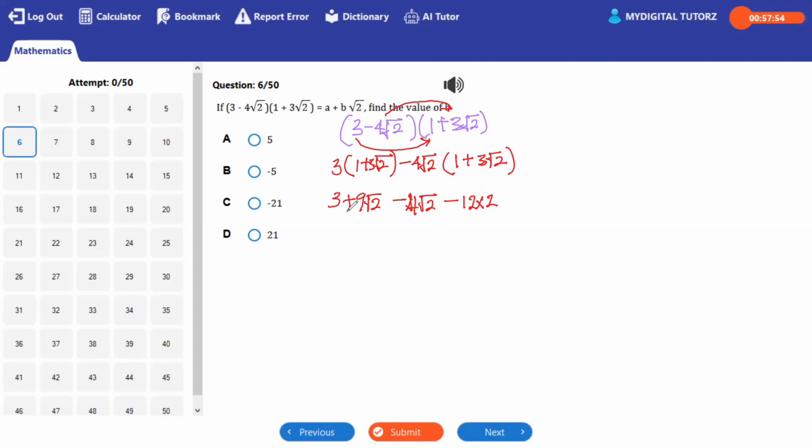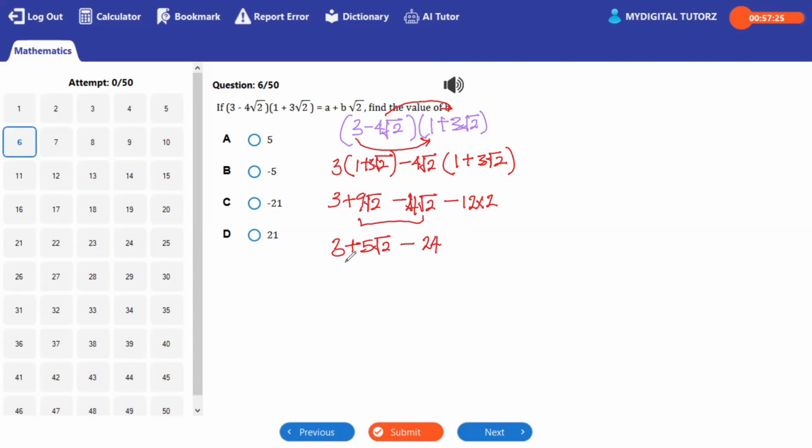The next is to look at this. They are in the same root. So I can say 9 root 2 minus 4 root 2 gives us 5 root 2. So I have here 3 plus 5 root 2. I hope this is clear. Then minus 24. 12 multiplied by 2 is minus 24.